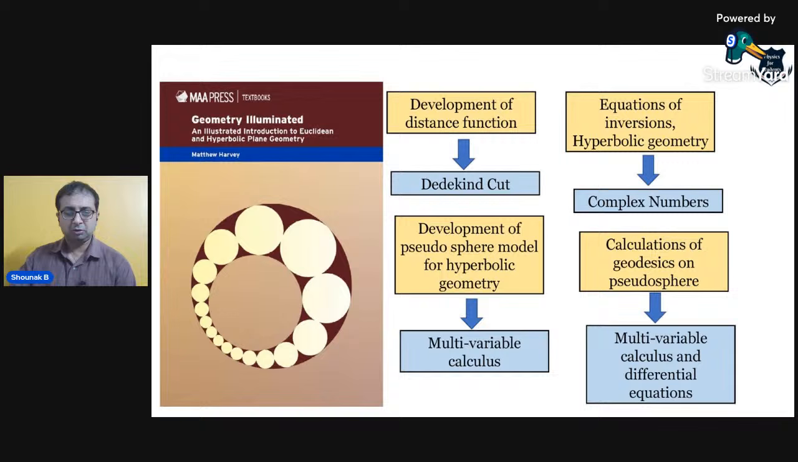So you see, the book has, first of all, the development of the distance function, that is what is called the Dedekind cut. This is important, right? Then it will go into development of the pseudo sphere model for hyperbolic geometry that develops to multivariable calculus. Remember, this is a very thick, fat book. As I told you, any book won't assume anything of you. It will cover everything one by one. Then it will go to the equations of inversions, hyperbolic geometry.